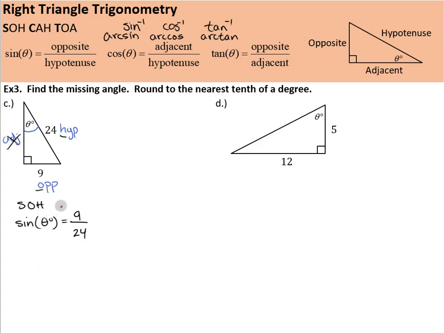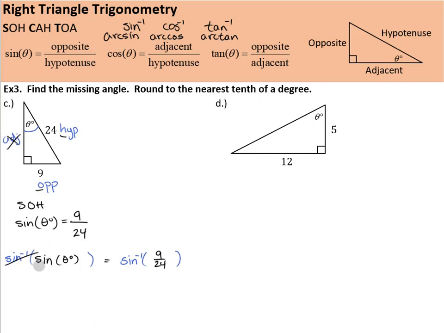Okay, now note that our angle is locked inside this sine function. Well, how do we get to cancel out sine? We need an inverse sine. And so guess what we're going to do to both sides of the equation? We're going to take the inverse sine of both sides. So that would look like this. We take the inverse sine of theta and the inverse sine of 9/24.